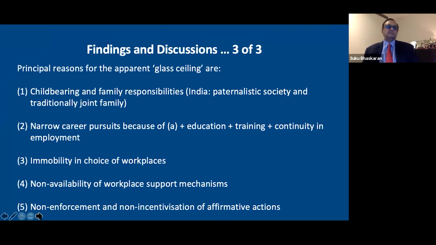India is a paternalistic society and traditionally a joint family environment. Therefore, the women have also got to take care of her in-laws and other things. So it's a bit different in that way. Now, women tend to have much narrower career perspectives because of, number one, childbearing and family responsibilities, plus the kind of education they undertake, plus their inability to participate in training and other things to progress to a higher level, because the family takes precedence over the work environment, and the inability to continue in employment.